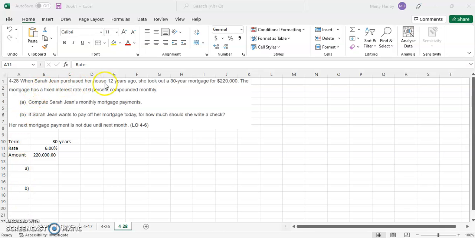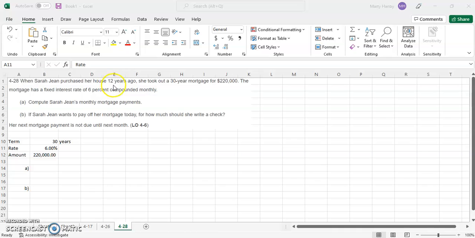When Sergine purchased her house 12 years ago, she took out a 30-year mortgage for $220,000. The mortgage has a fixed interest rate of 6%. First, we're going to compute her monthly mortgage payments, and then we're going to calculate the balance.